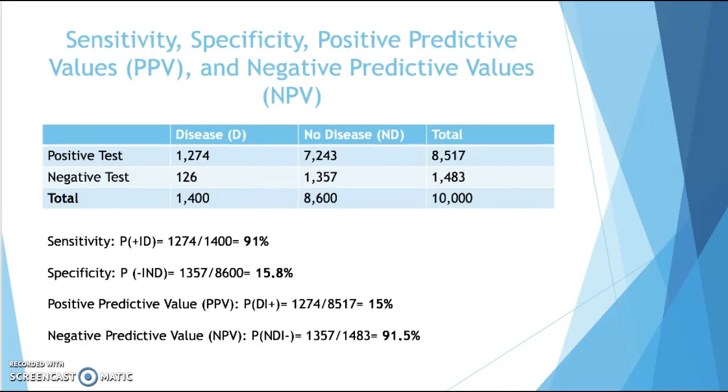NPV, likewise, for the negative predictive value, we can see that 1,483 people tested negative for the disease, and out of those people, 1,357 people did not have the disease. The NPV is 91.5%, or it's 91.5% likely that the patient does not have the disease given that the result is negative.